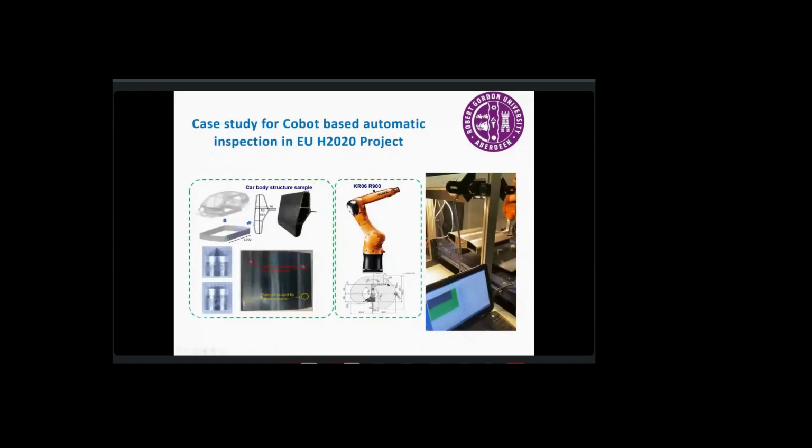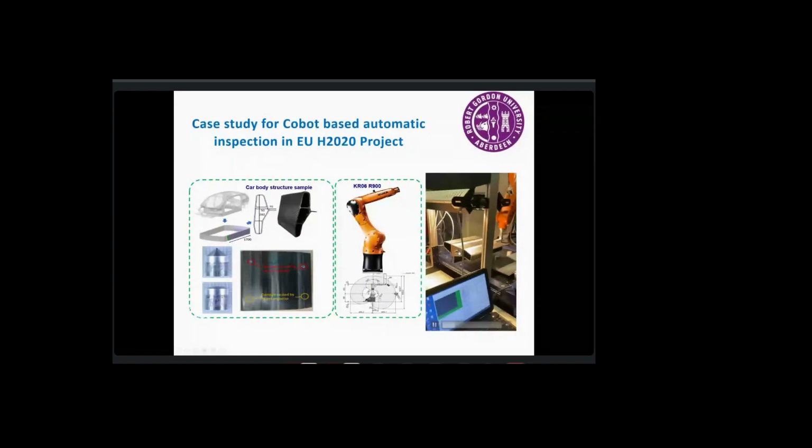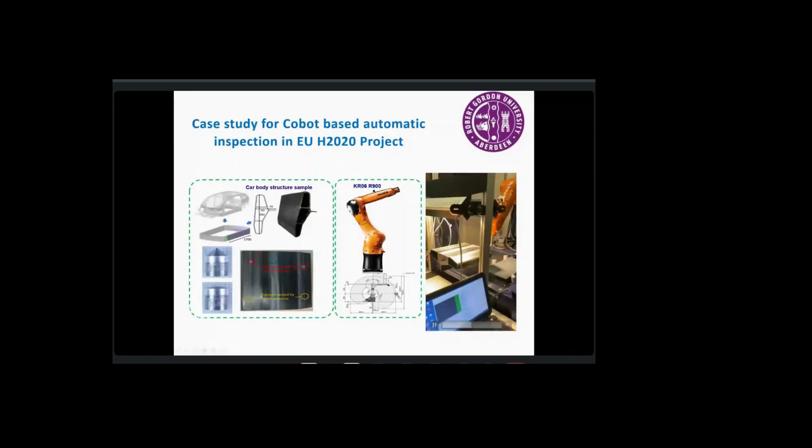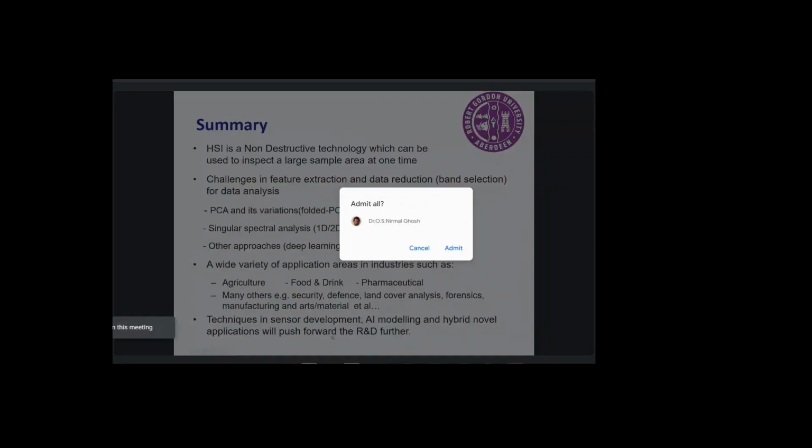We can show an example here. You can see we can actually combine this one with a robot arm. That's why it's a KUKA robot. The sample can be put in. We just do the data analysis, and eventually you can see what kind of damage there is on the surface. That's actually part of a car body, and what kind of interesting parts we can detect. So that shows a kind of interesting application as well.